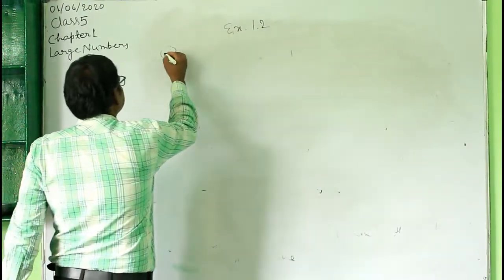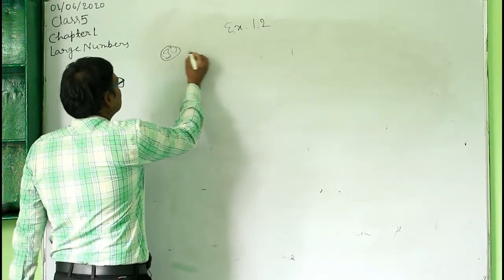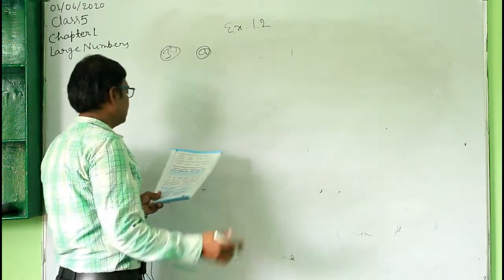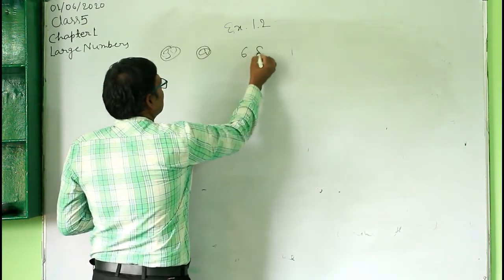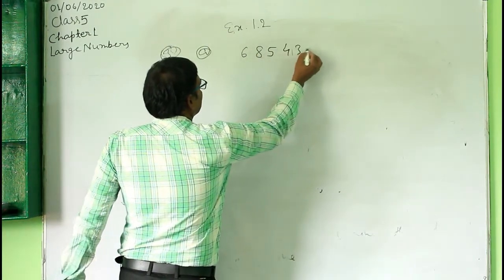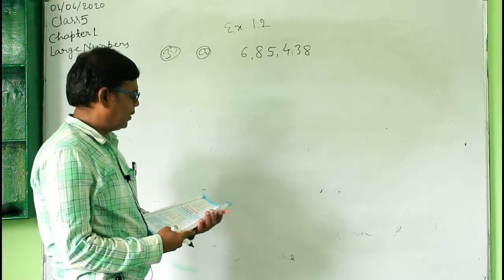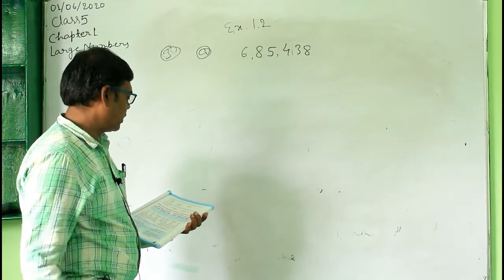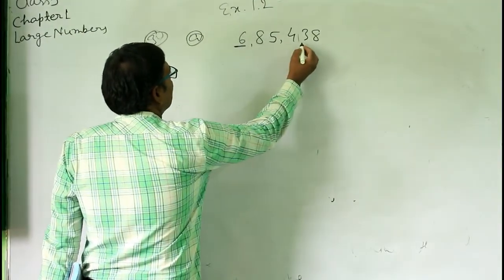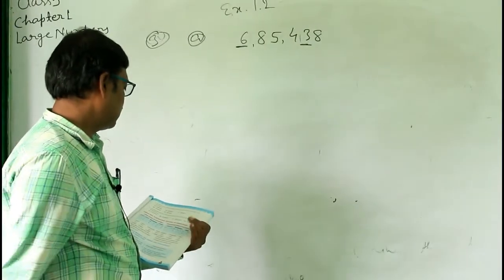Question number 3, sum of the place values. Like question number 1, the question number 3 A here. In this, the number is 6,85,438. Okay, this is the number, and in this number we have to find the place values of the colored digits. And in this book, the colored digits are 6 and 3. 6 and 3 are the colored digits, and we have to find the sum of the place values.